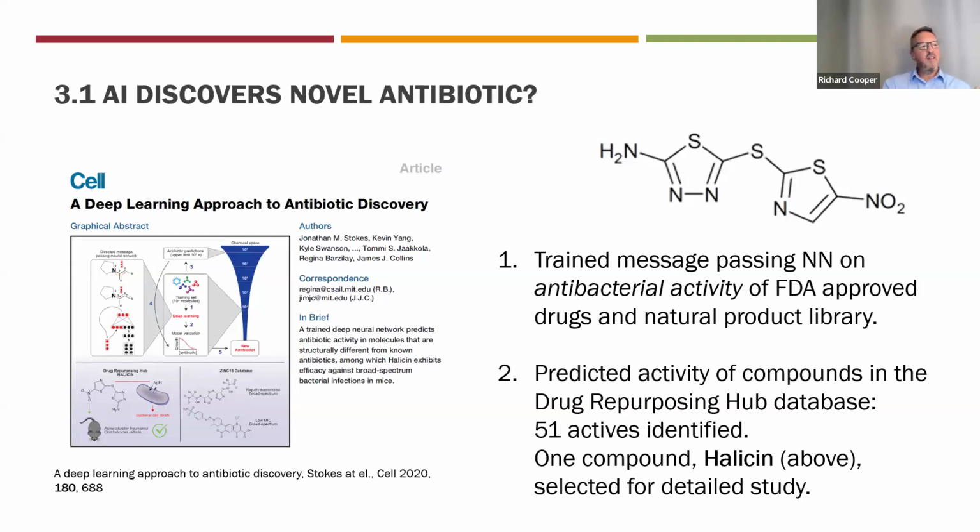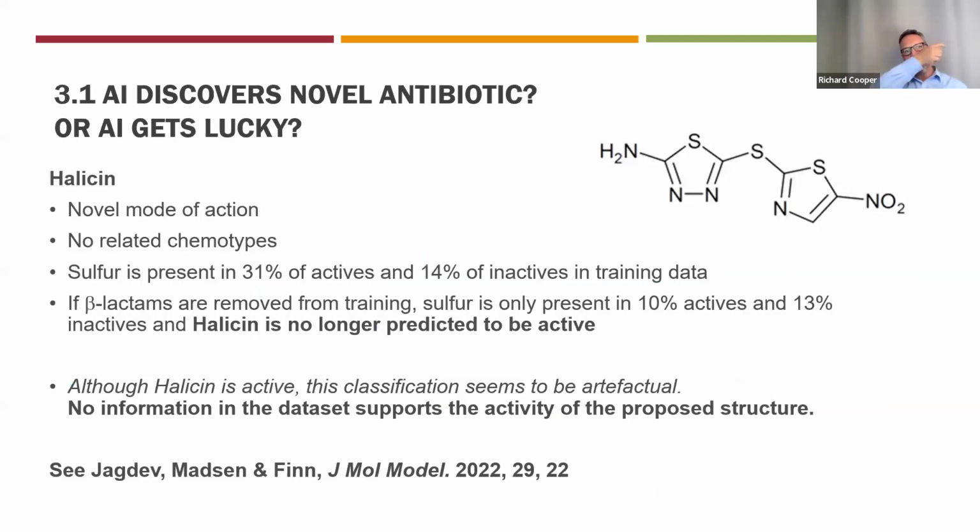Then they predicted the activity of compounds in the drug repurposing hub database. From that, they found 51 actives, classified 51 molecules as active, and one compound, halicin above, was selected for a detailed study. So that's halicin at the top right, with those sort of 3 sulfurs in a row and those nitrogens and nitros and amine groups. And what did they find? It is a good antibiotic. It has a novel mode of action, which we'll come back to. It doesn't have related chemotypes in the data set. We'll come back to that.